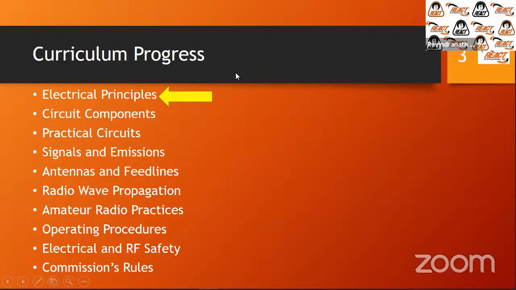So let's see, where are we in our curriculum? We are still in very early days yet, and we are currently on the section called Electrical Principles.